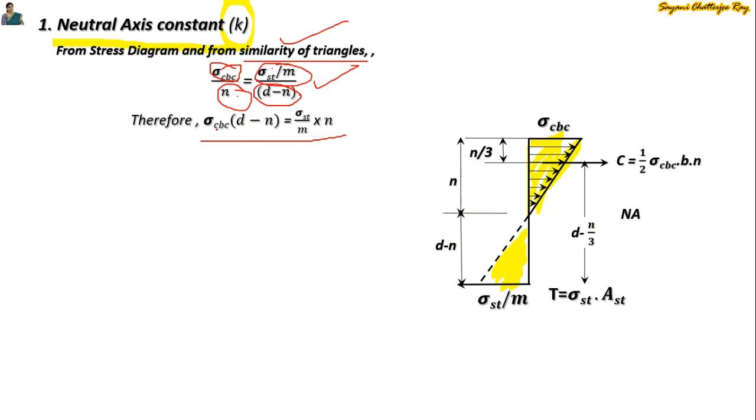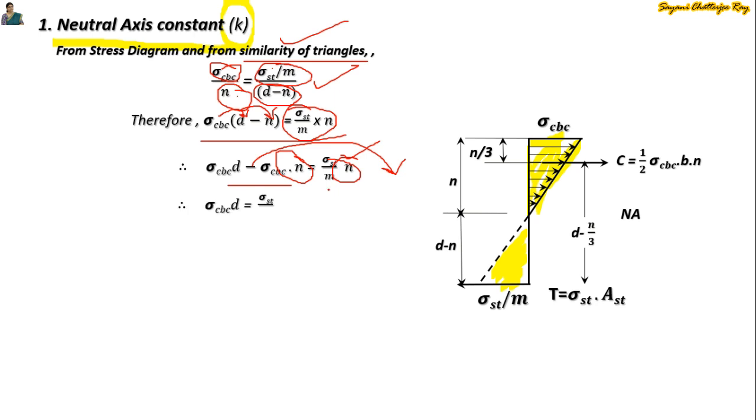Now next what I will do, sigma cbc will be multiplied by d minus sigma cbc multiplied by n equals to this portion will remain as it is. So our next step is sigma cbc into d minus sigma cbc into n equals to sigma st into n by m. Now we will take n terms on one side. We will take this minus sign on the right hand side and it will become plus.